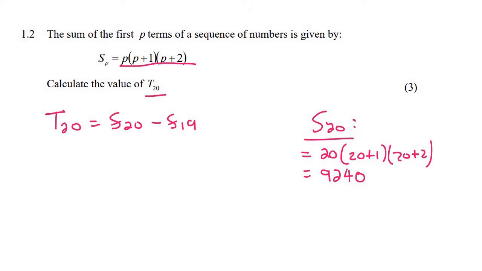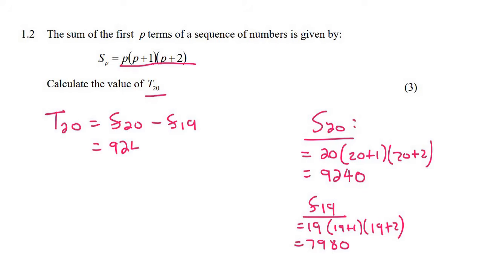Then if we find the sum of the first 19, then you just plug in 19. 19 plus 1, 19 plus 2, and that'll give you 7,980. So we can now say that this is 9,240 minus 7,980, and that's going to give a value of 1,260. And so that's the answer, 1,260.